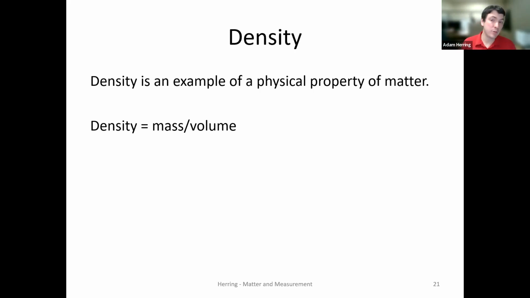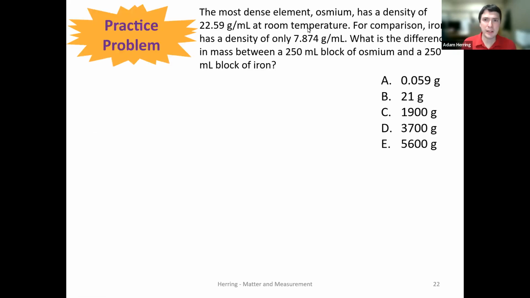Density is an example of a physical property of matter. It's defined as the mass of a substance per volume of that substance. Substances of a given volume that have more mass are more dense. Or you might have a set mass, and you can change the volume, and that would make the substance more or less dense. We'll see different examples of these throughout the semester. All right, let's jump right in and start looking at some problems here.